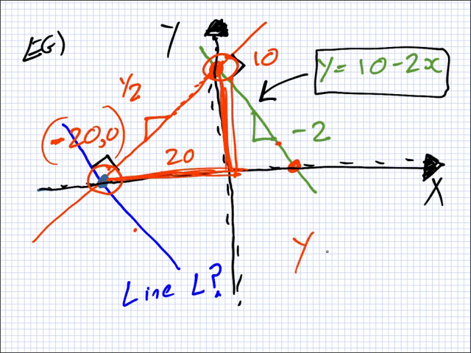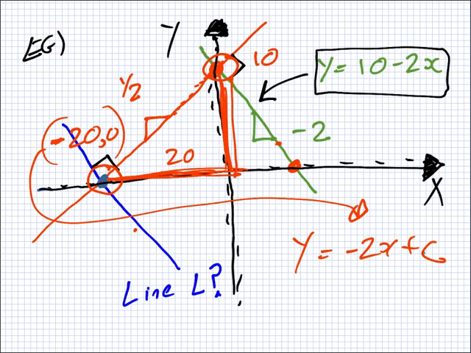Now, this is parallel to this. So you have y equals minus 2x plus c. You sub that in, and you get c is minus 40. So y equals minus 2x minus 40. You see? Just a little bit of thinking at the beginning, and you could save yourself a lot of work.